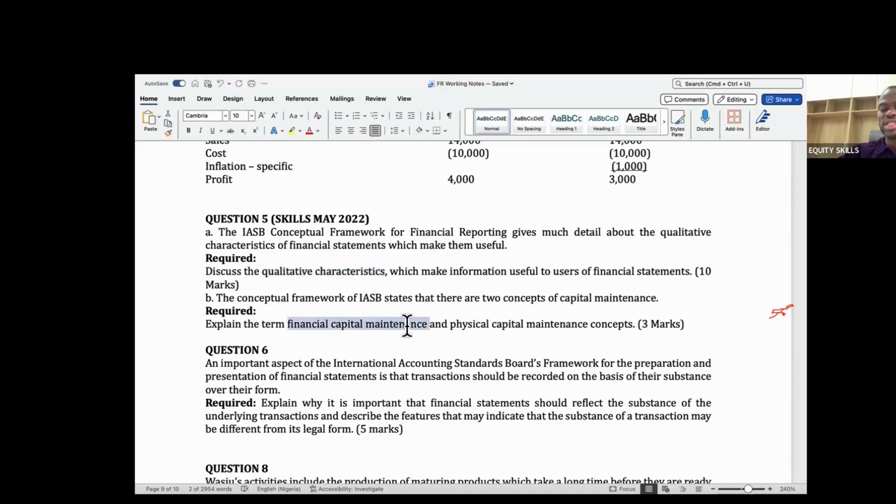You maintain your capital when your closing capital is higher than your opening capital. And physical capital maintenance is where your productive capacity at the end is higher than your productive capacity at the beginning, and it considers capital maintenance from number of units, your ability to maintain your purchasing power at the end of the year.